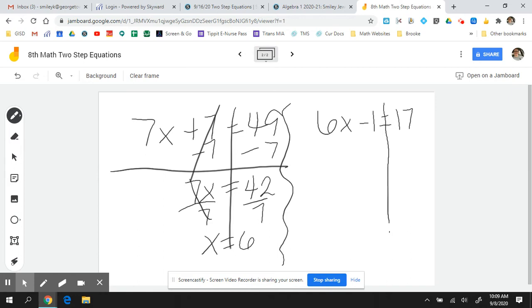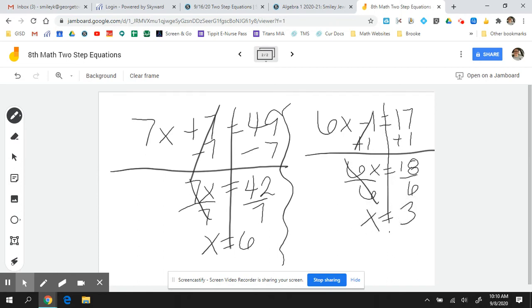But if you notice, I have a minus 1. So the opposite of subtracting 1 is going to be to add 1 to both sides. Okay, and you get 6x equals 18. Now, if you do it just like the other ones, because it's showing multiplication, I'm going to divide by 6 on both sides, and I get x equals 3 as my answer.